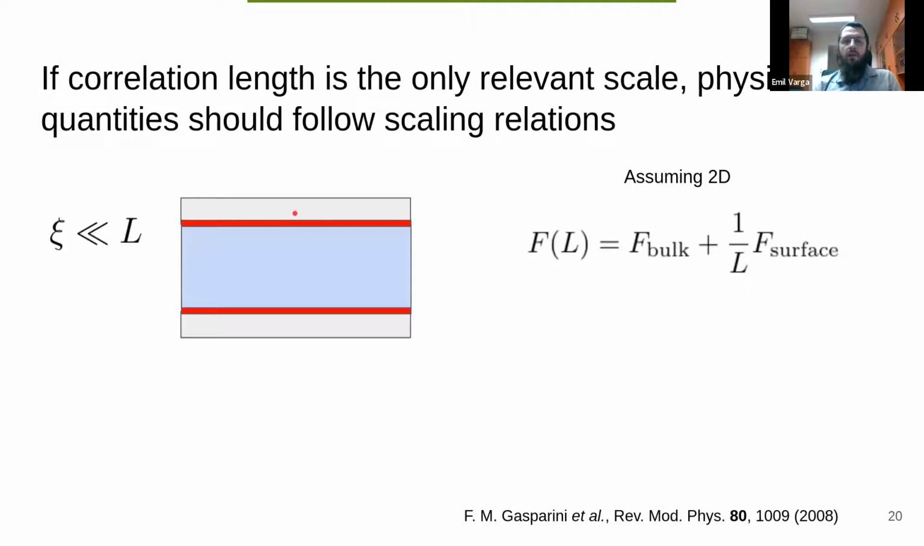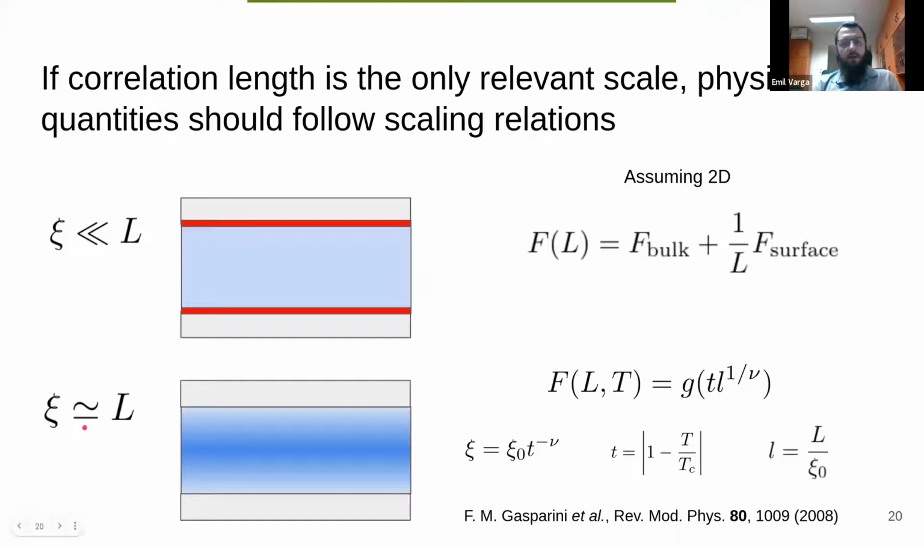Okay, so now if the correlation length is the only relevant small scale, a lot of physical quantities will be modified, but their modification should follow some scaling relations. So we can broadly distinguish two classes. Where the correlation length is much smaller than the system size, we expect in confinement only some perturbation to our observed quantities, or thermodynamic quantities like free energy. Only some perturbation due to a surface term.